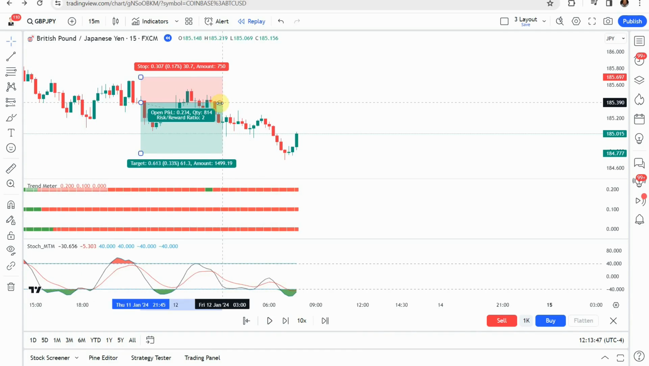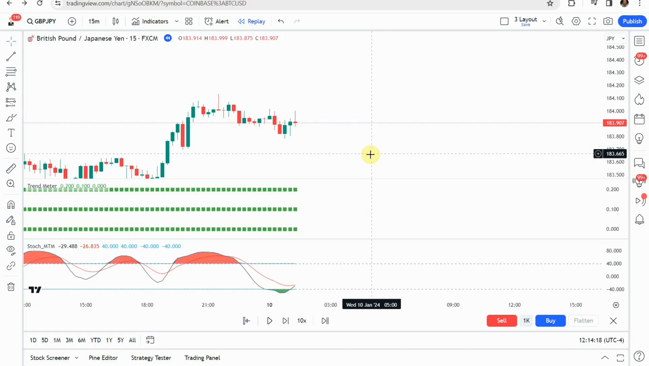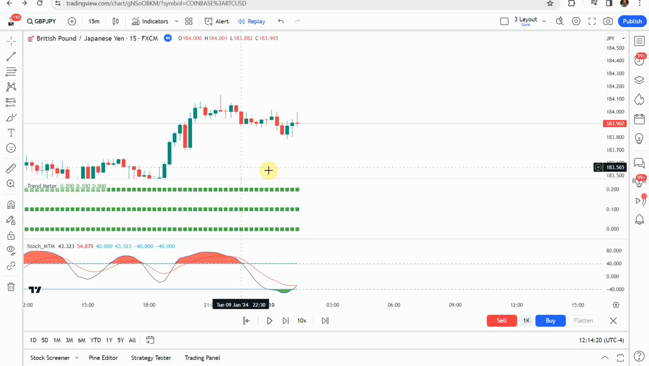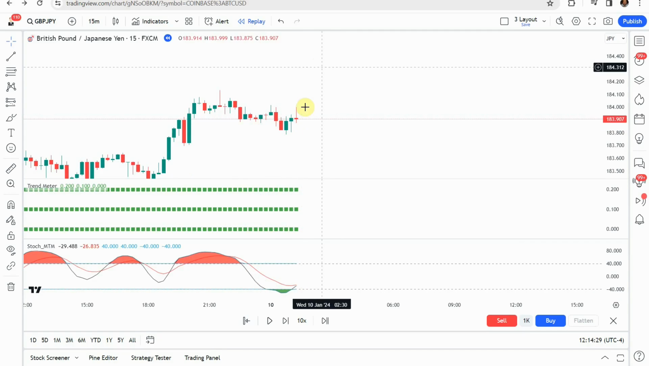All right, so it takes just a little bit, but we eventually stair step our way down there, getting us to our take profit. All right, and for a long trade, of course, we're looking for the opposite here. So we're looking for all green on the trend meter that establishes the uptrend. And then we're looking for price to pull back in a continuation.